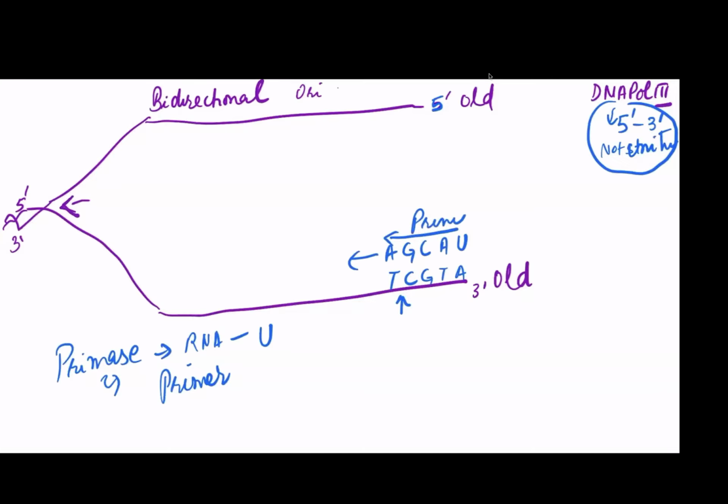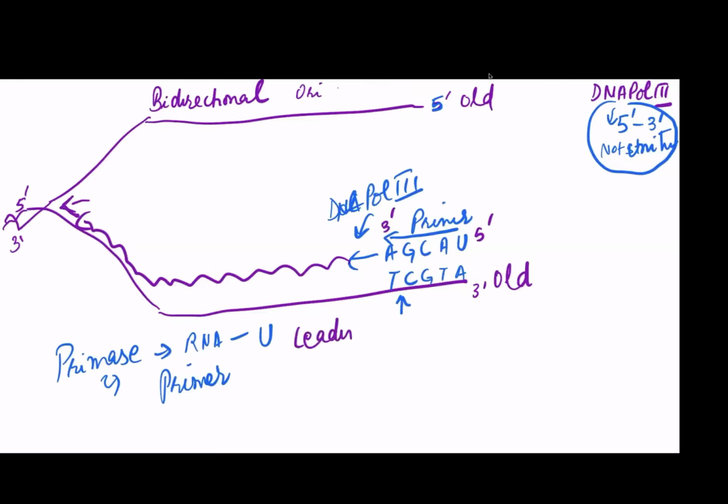So the primer is synthesized. Now DNA Pol3 is okay. It comes and starts adding new nucleotides here, continuously. As it's opening, it goes and starts making this. So the synthesis of the bottom strand, because it's 5' to 3', we call a leading strand. We also call it continuous.